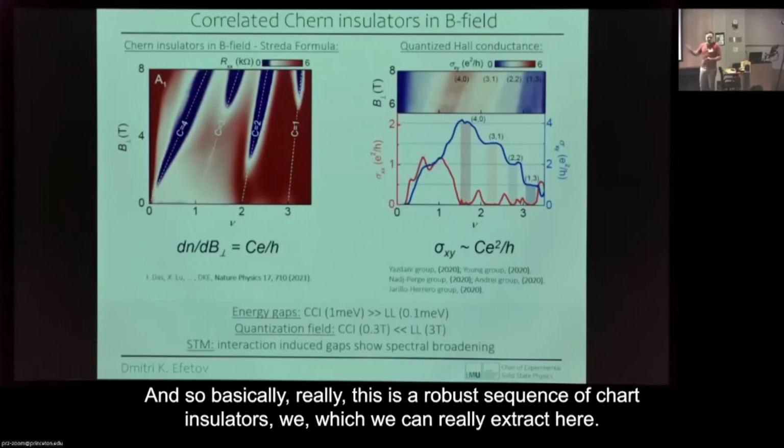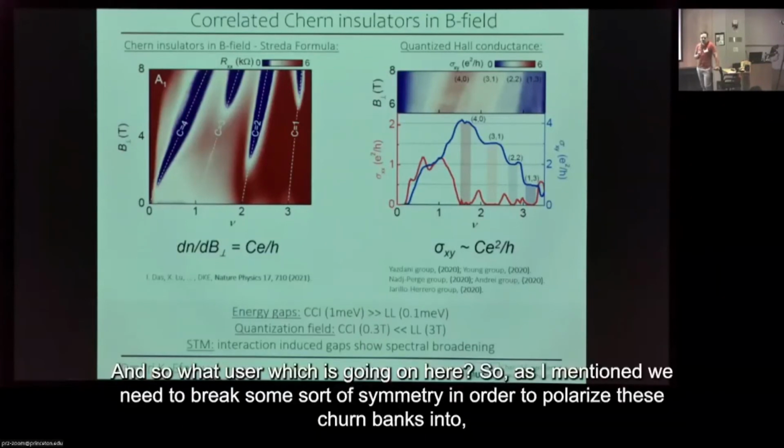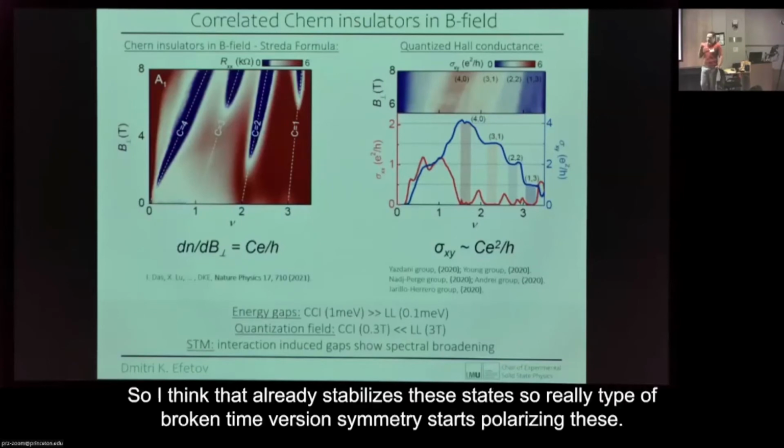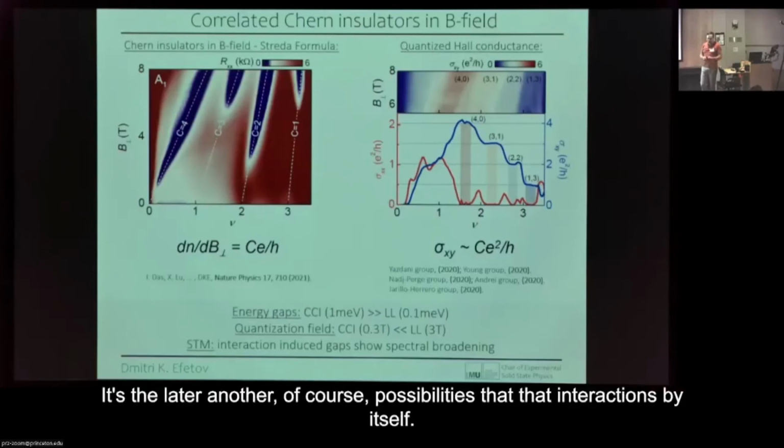And so what we believe is going on here, as I mentioned, is that we need to break some sort of symmetry in order to polarize these Chern bands to be able to observe this. Of course, in a high magnetic field, you naturally break time reversal symmetry. So I think that already stabilizes these states. So really, broken time reversal symmetry starts polarizing these insulators.